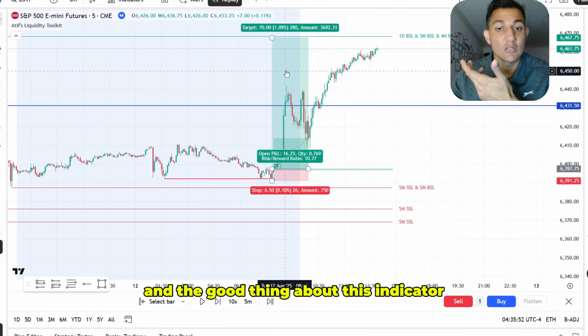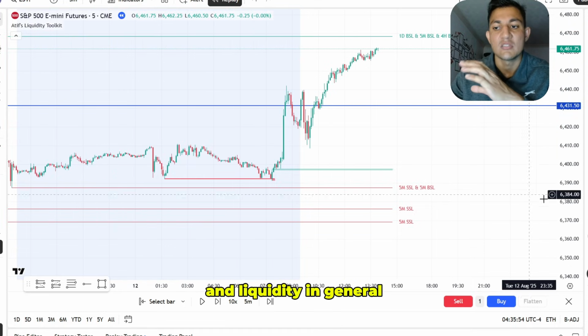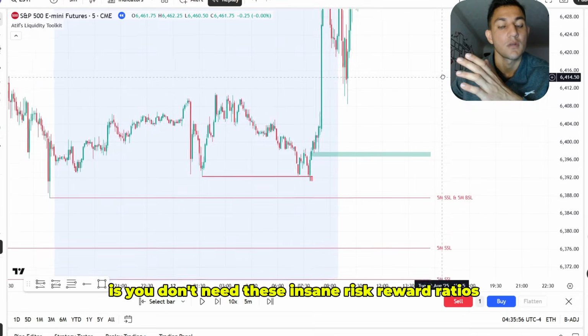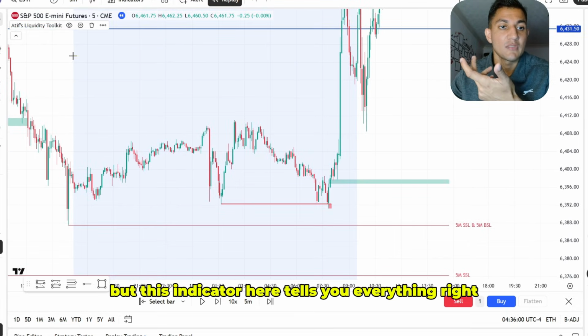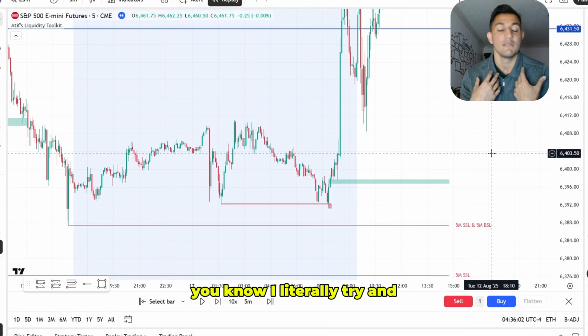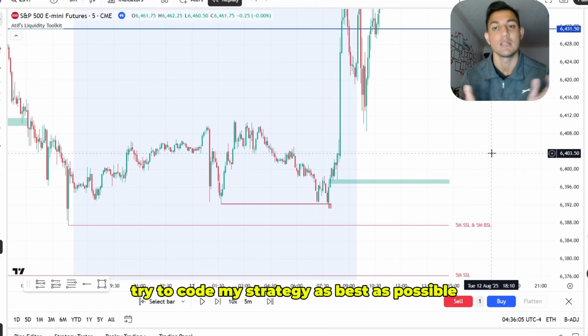And the key thing, and the good thing about this indicator and liquidity in general, is you don't need these insane risk to reward ratios because this is a very consistent setup. But this indicator here tells you everything, right? I literally try to code my strategy as best as possible.